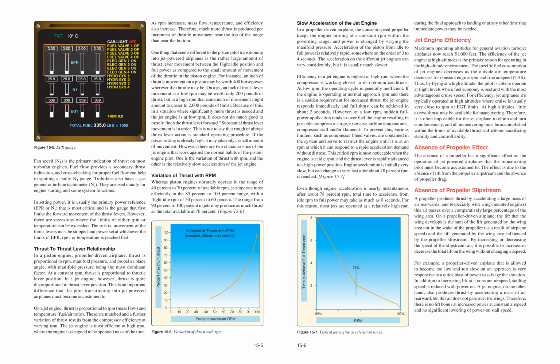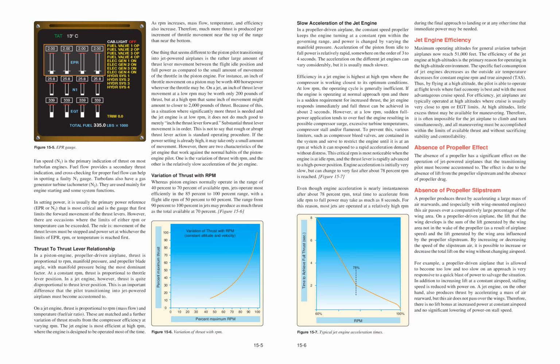Figure 15.7. Typical jet engine acceleration times. Thrust versus RPM, with 78%, 60% and 100% RPM marked.